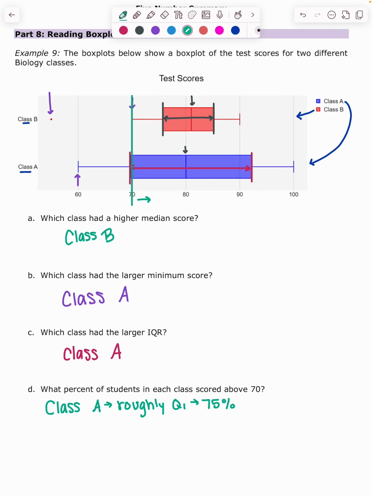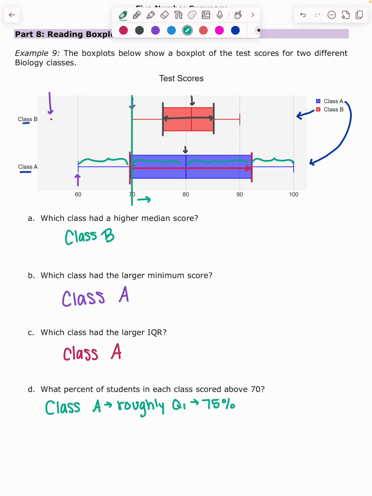If you recall, when we found the quartiles, we split the data set up into fourths, with each fourth representing 25% of the data. So that means on our box plot, each one of these sections is 25% of the data. Because 70 is about where Q1 is on this graph, that would be roughly 75% of the students.